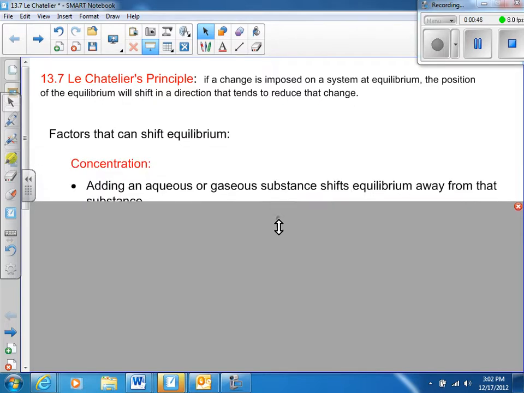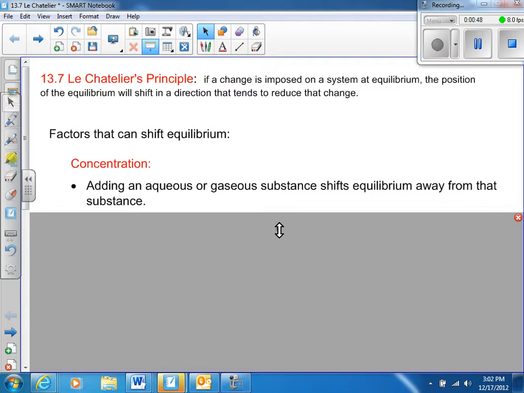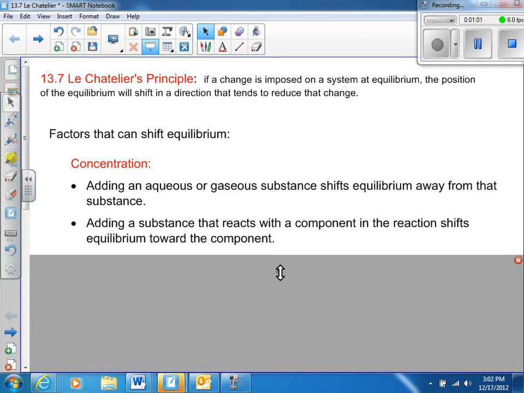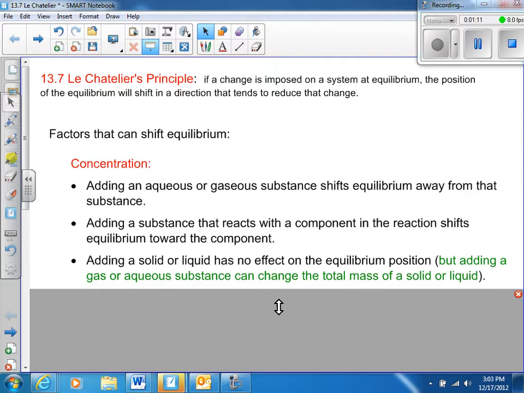Concentration. If you add an aqueous or gaseous substance that appears in the reaction, then the reaction will react to get rid of that substance. If you add a substance that reacts with something that's in the reaction, it's going to make more of the substance that reacted. Now, if you add more of a solid or liquid present in a reaction, it has no effect on equilibrium at all. No effect.